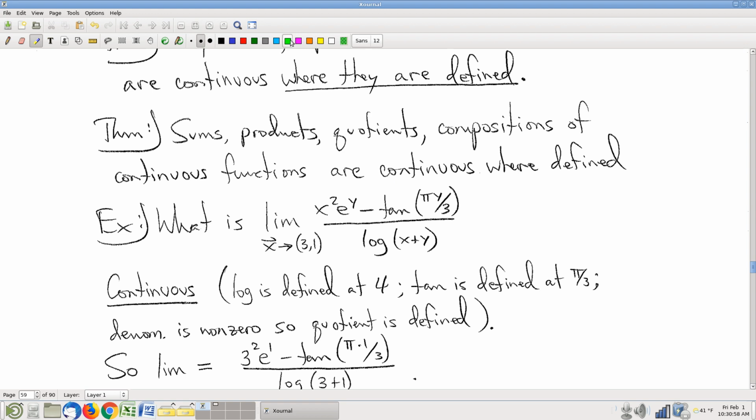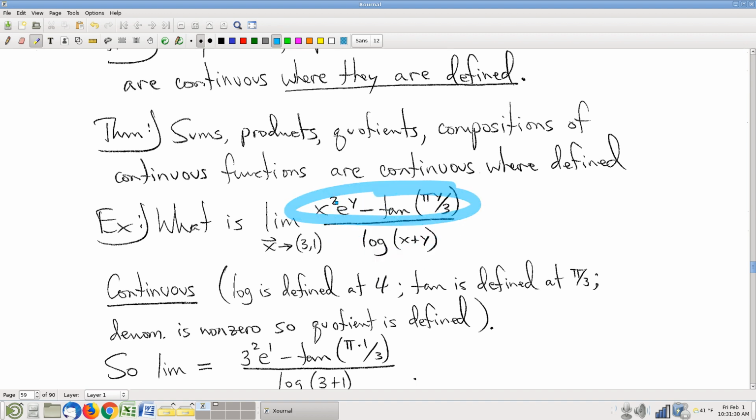You've got to worry about, is this log defined? Be careful. Logs are very often not defined, but you take this x and y, plug it in. Is log of 4 defined? Yeah, sure, no problem. What about the fraction? Is this denominator 0? Nope. So there's only so many ways that this function could fail to be defined. None of them happen. What we have is a quotient of two known continuous functions.